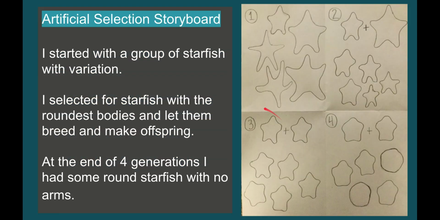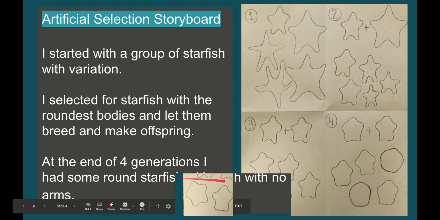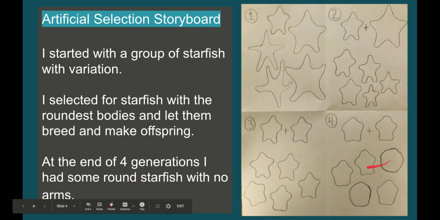Here's an example of one that Ms. Ripley made. I started with a group of starfish with variation. I selected for the roundest bodies and let them breed and make offspring. At the end of 4 generations, I had some round starfish with no arms. So that's an example of a completed storyboard slide.